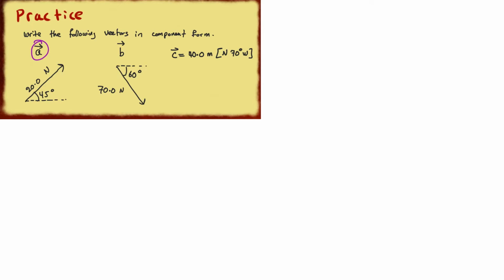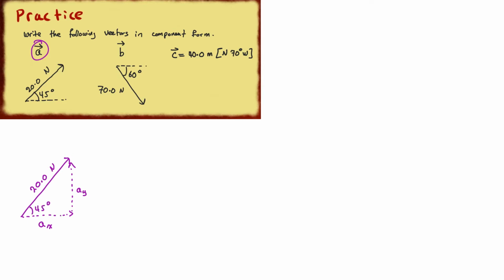I will redraw the vector here. This is vector A. It's got a magnitude of 20 newtons, newton being my unit. And this is going to be its x component. It's going in the east direction. And this is going to be its y component, which is going in the north direction or the up direction, vertical direction. My angle here is 45 degrees.